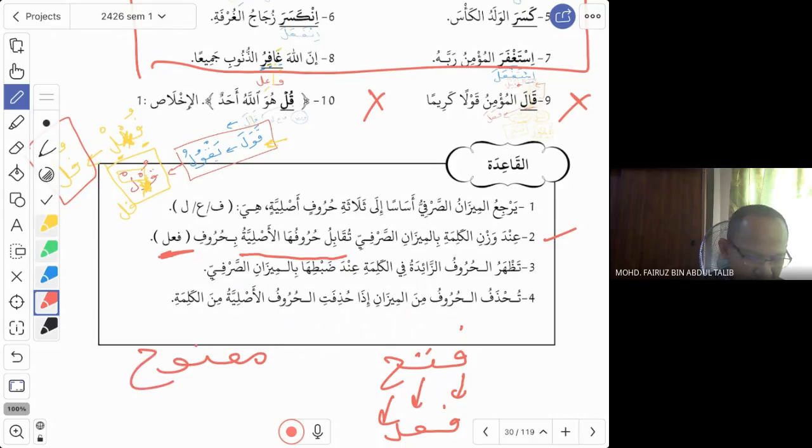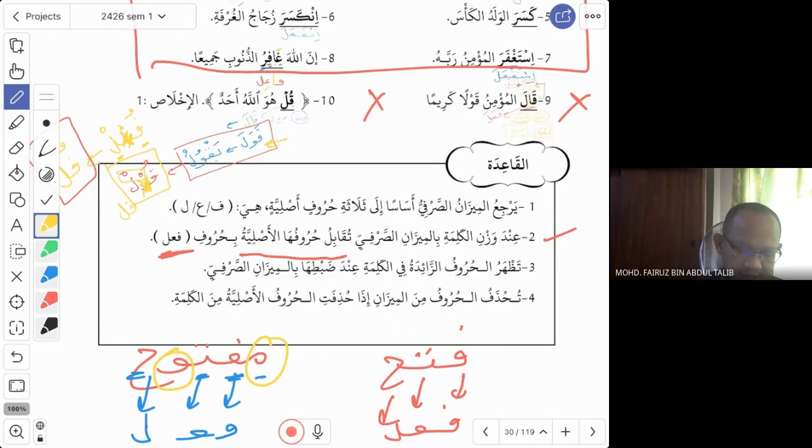Maftuh. So again, what we did just now, you match the original letters to the wazan: fa, ain, and lam. Once you have identified the original letters, you will see the additional letters, mim and waw. So this is what it means: tazharu, it will appear. So what do you do next? You just put the additional letters. Now you get the wazan. That is number 3.